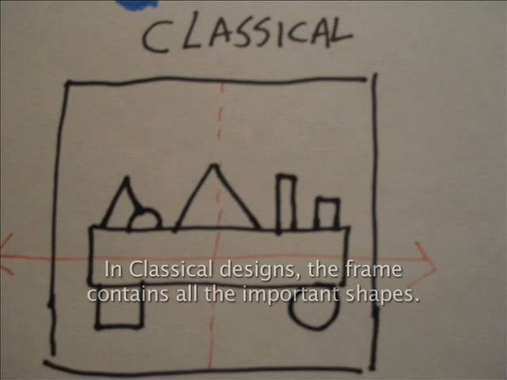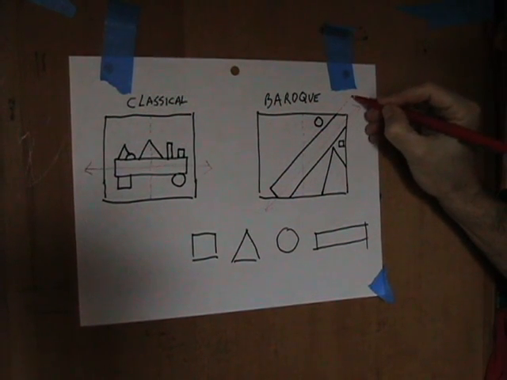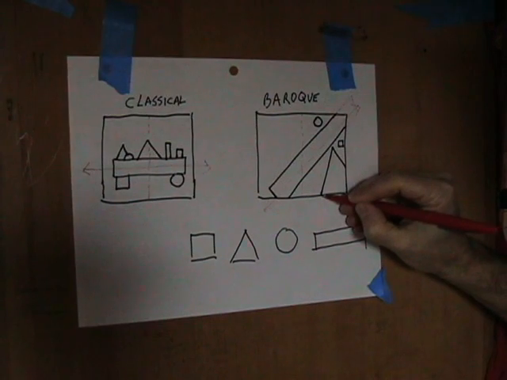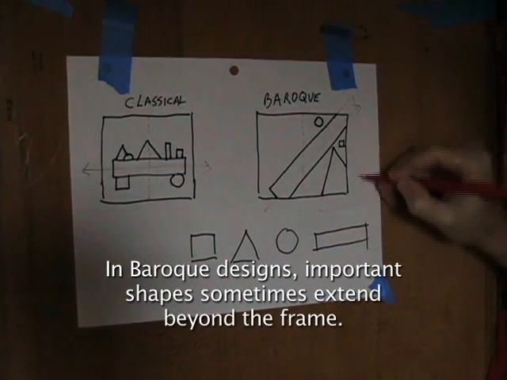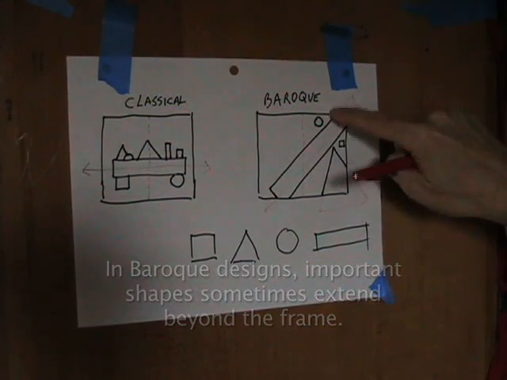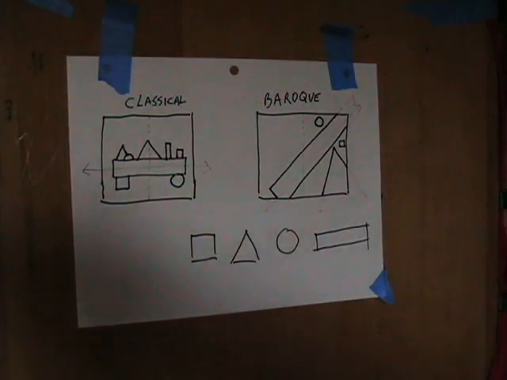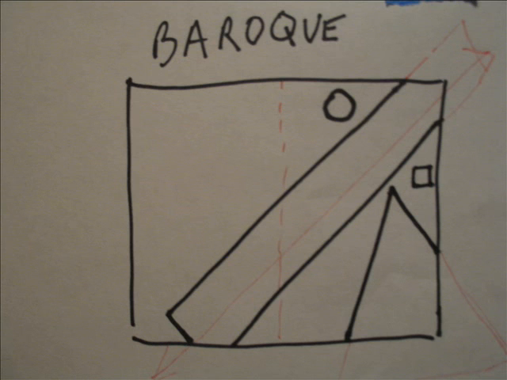In classical design, everything that is important is contained within the frame. In Baroque design, often you see cropping, which means the cutting of a shape by the frame. This suggests that the frame does not necessarily contain all the important stuff, but, like a snapshot, gives a partial view of a larger reality.